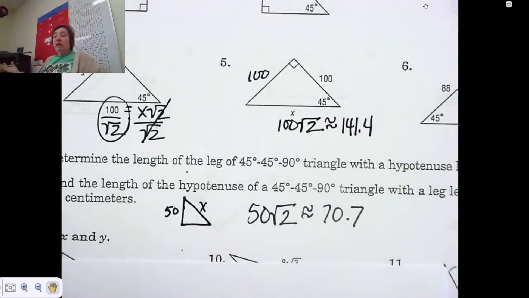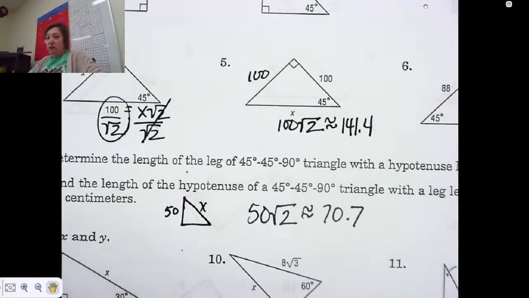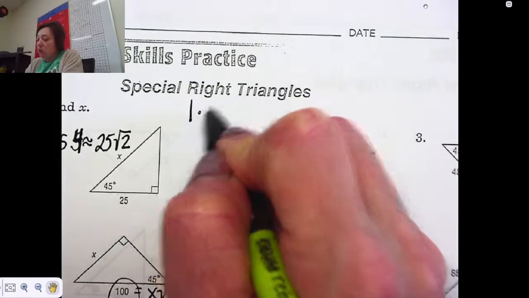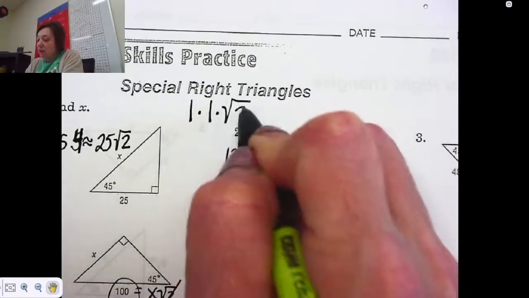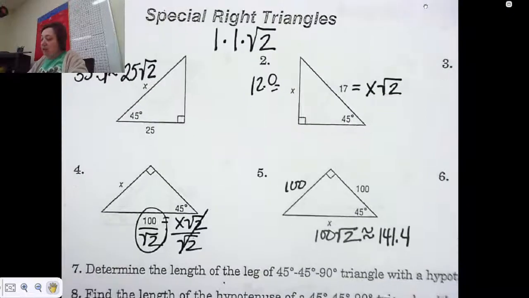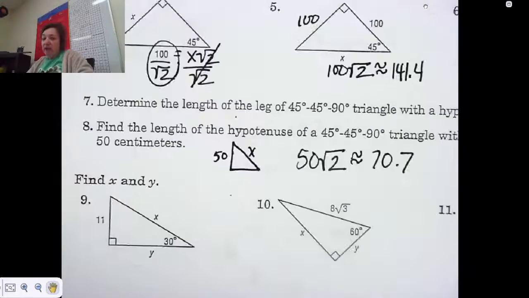Okay, so that's 45, 45, 90. Now, I do want to tell you that normally people use this to help them remember it. So 1, 1, square root of 2. 1, 1 meaning the two short sides are the same. Square root of 2 meaning the long side is that times the square root of 2. Does that make sense?